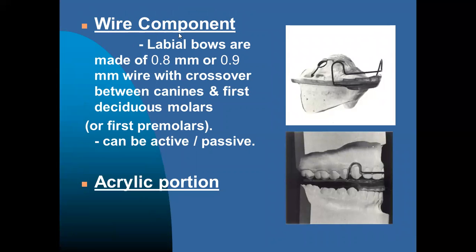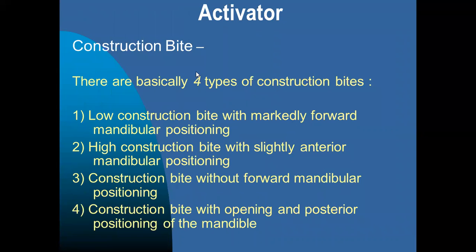The wire components, as we said, there's only an upper labial bow. It's made of 0.8 or 0.9 millimeter wire with the crossover between canines and the first deciduous molars or the first premolars. And it can be active or passive. The acrylic portion, as we said, comes as the maxillary component, the mandibular component, and the interocclusal component.